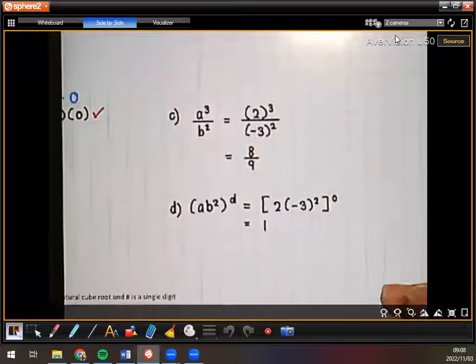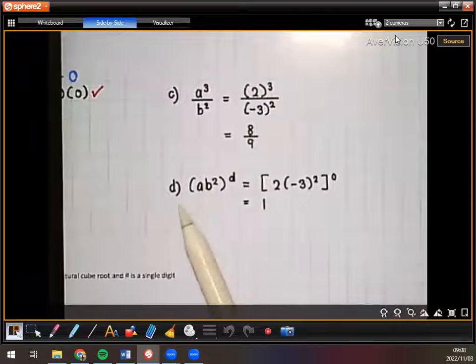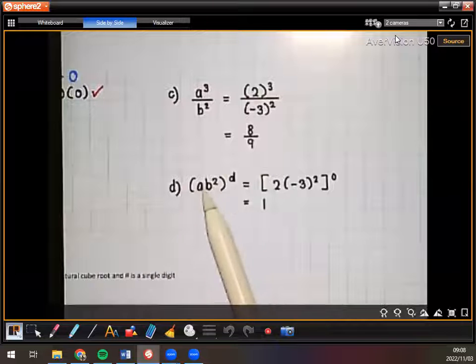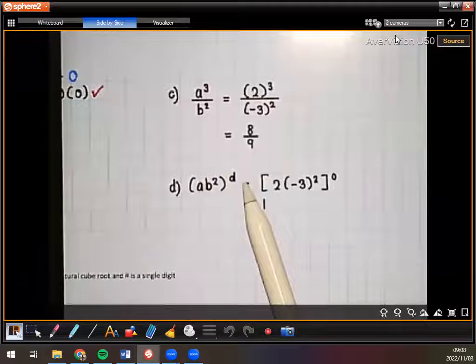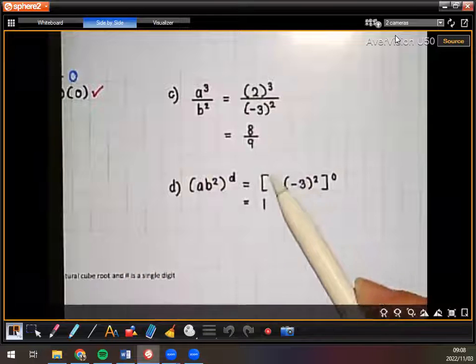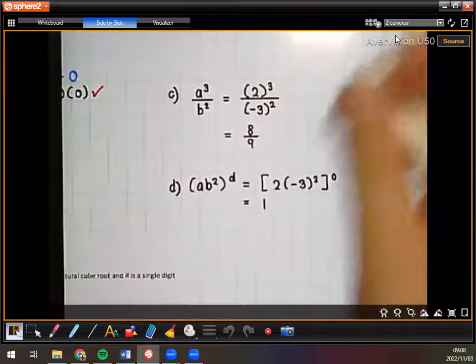For D, the next one, they're now asking us for, and this is a bit more complicated, in brackets AB squared. So A times B squared. So we're all fine with that, if that's what that means. But then that whole answer needs to be raised to the power of D. So guys, for this one, again, because the B value was a negative, I used 2 sets of brackets. But it also would have been fine if you did it like this.